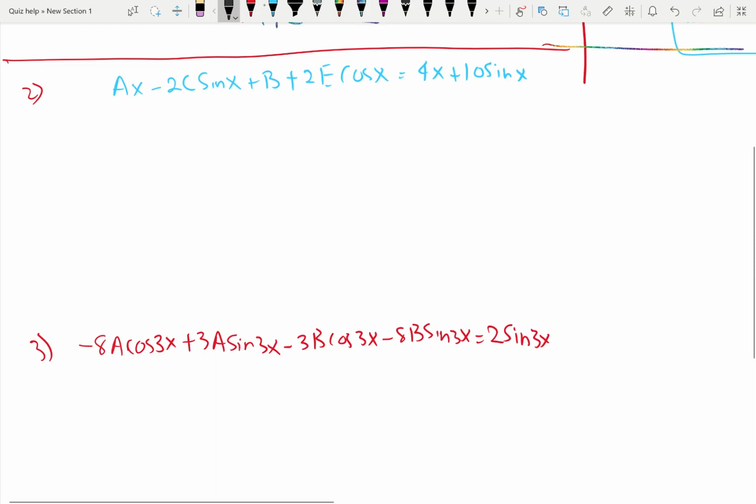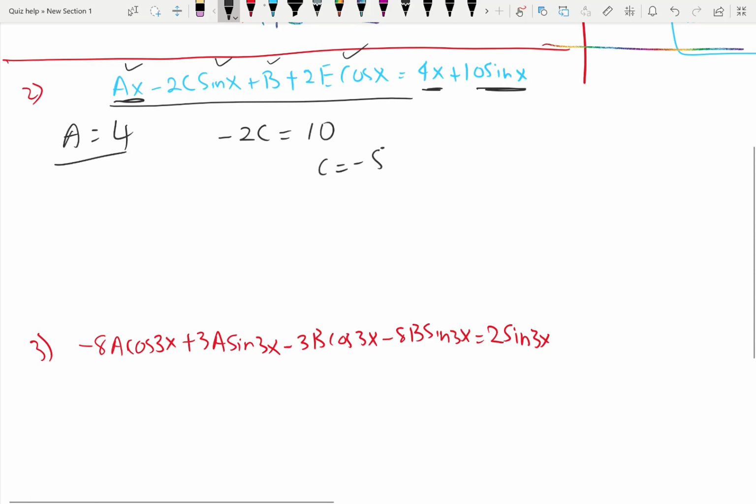Now here, well, let's regroup them. Well, here we don't have to regroup, right? Here we have x terms, here we have sine x terms, here we have constant terms, here we have cosine terms. Okay, so they are already in an organized manner. So if you compare the coefficients of x terms, you can all of a sudden see a is 4, right? If you compare sine terms, coefficients of sine, negative 2c on the left, on the right you have 10, so c is negative 5.